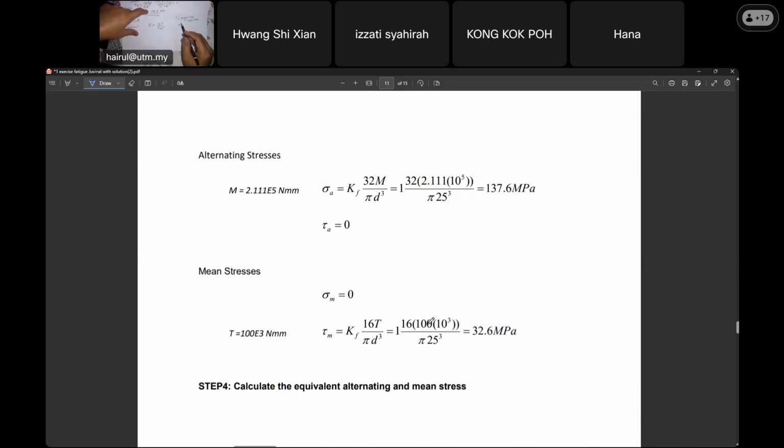Torque. Torque is how much? Yeah, 100,000. So 100,000, right? Yeah, 100,000. 1000 is Newton millimeter. That is where total torque. You put the value here. That will be your total torque.